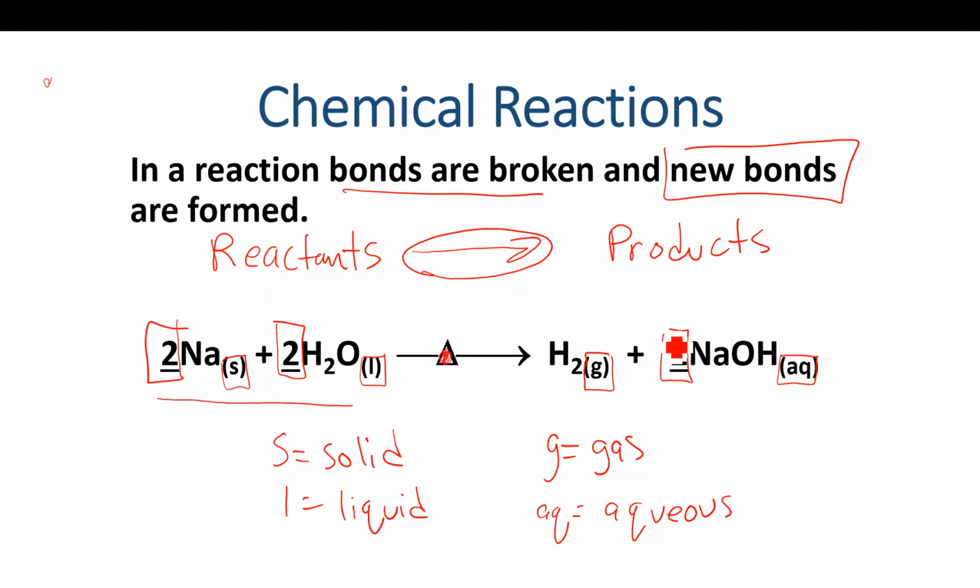Now, when you don't see a coefficient in front of a formula, like in the case of this hydrogen, we know that there's actually a 1 there. A 1 is not necessary because you wouldn't actually write out the formula if there wasn't at least 1. So don't think that is a 0 because some people do that and that's not correct.